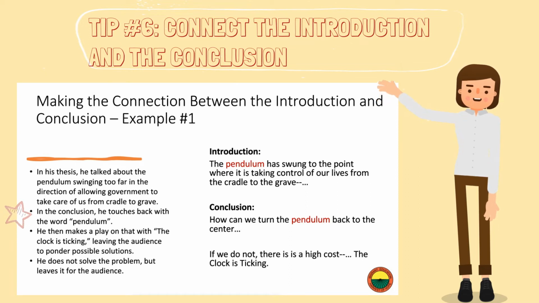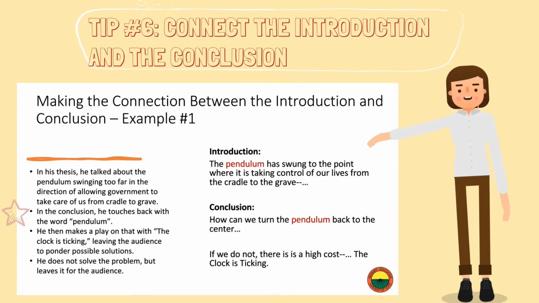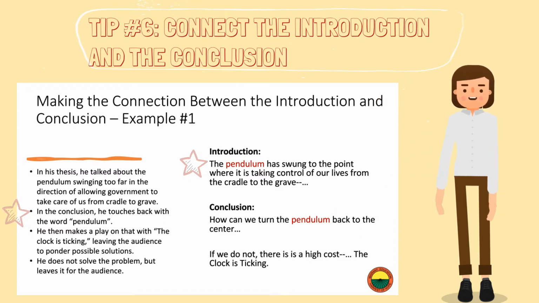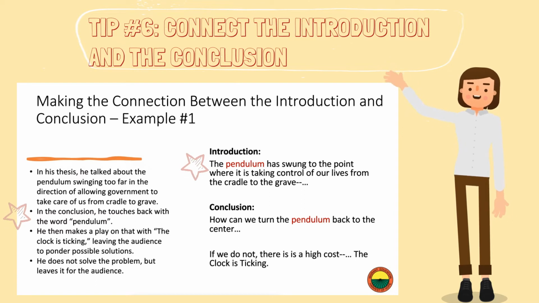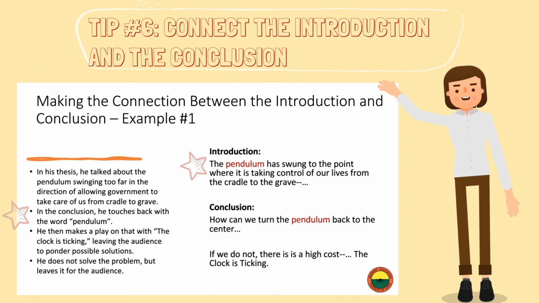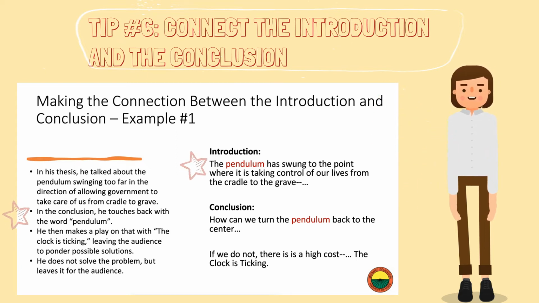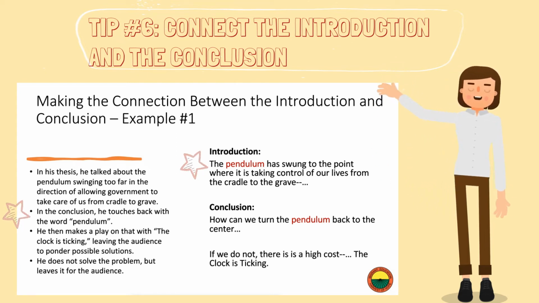Making that connection between the introduction and the conclusion also requires the use of specific words. In the introduction, he used the word pendulum. And if you're not familiar with that, it's that part of the clock that swings back and forth. And on a clock, if the pendulum swings too far to one side, the clock's not going to work. It needs to be regulated near the center, and it goes back and forth and back and forth. So using that picture, he's saying the pendulum has swung way too far to one side.